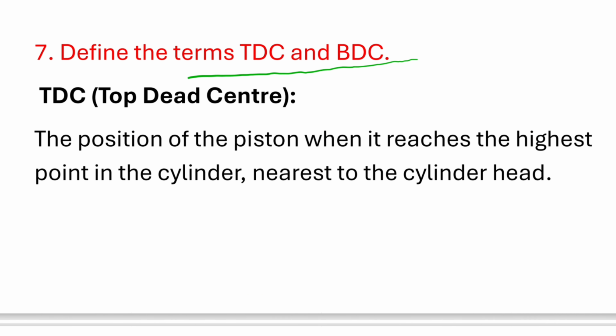Next is to define the terms TDC and BDC. TDC is nothing but top dead center. It is in the 4-stroke engine. You can see this, it is a position of the piston. When the piston reaches the highest point of the cylinder, nearest to the cylinder head, that we call top dead center. The name itself says top, the highest. That we call TDC. This definition you can write.